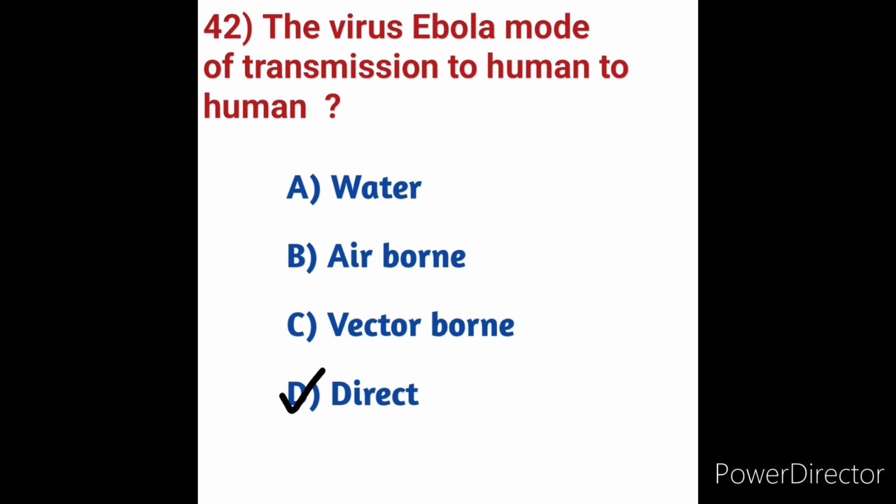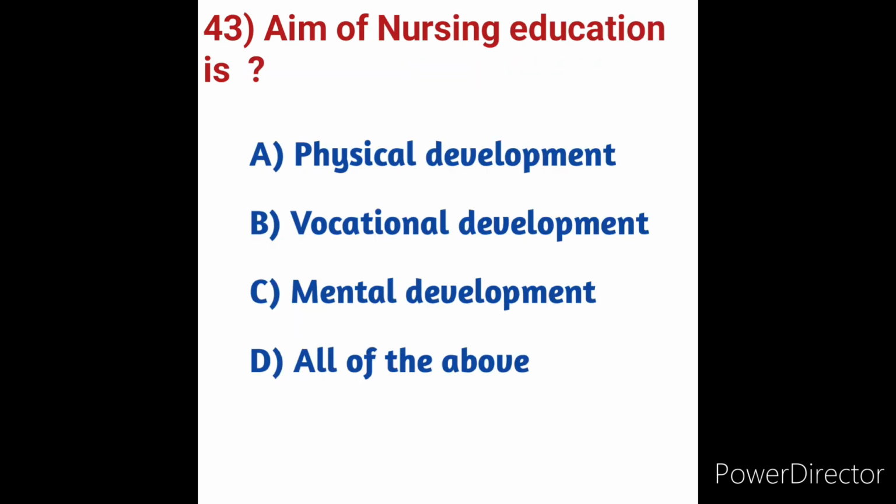Next we will move on to question number 43. The aim of nursing education is... What is the aim of nursing education? We will see here the options. Option A physical development, option B vocational development, option C mental development and option D all of the above.